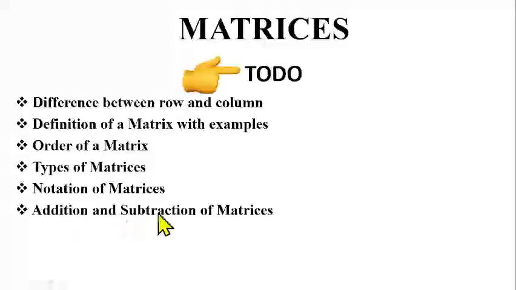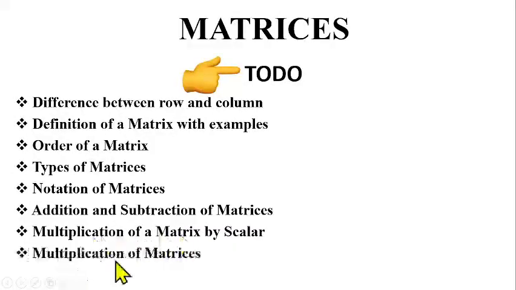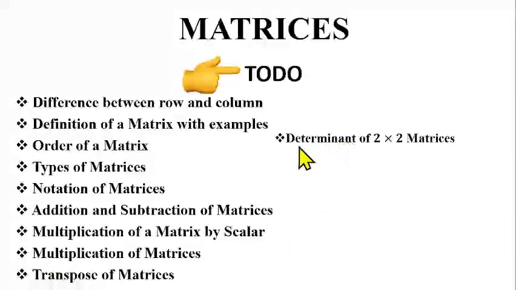And also we are going to teach you how to find the addition and subtraction of matrices, how you can add and subtract matrices from one another. And also we are going to be multiplying a matrix by a scalar. And also we are going to be talking about how we can multiply two or more matrices together. And also we are going to teach you how to transpose a matrix. Then also we are going to talk about how we can find the determinant of 2 by 2 matrices, and also the determinant of 3 by 3 matrices.